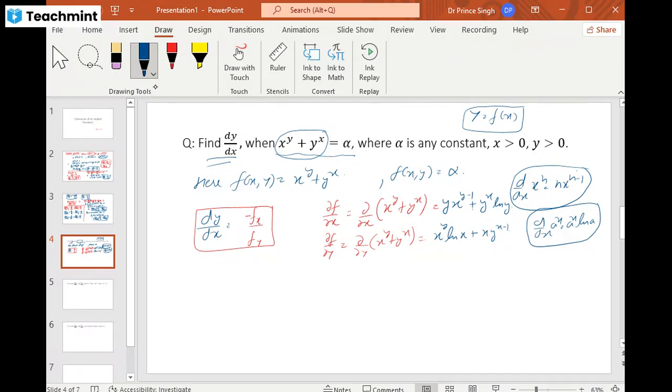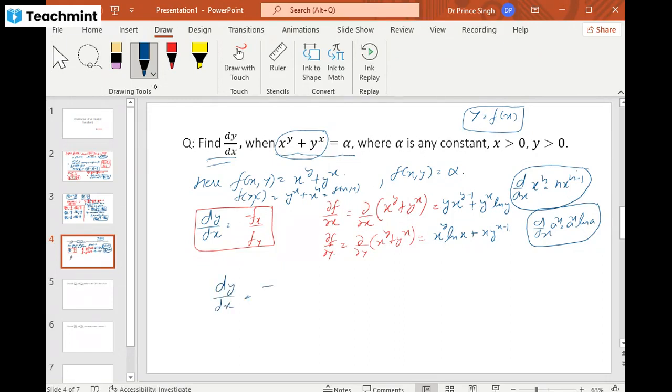Here also you can see your function is symmetric. That means if I interchange x with y, your function is again the same. Because if I interchange x with y, what is f of yx? This is y raised to power x plus x raised to power y, which is the same as f of xy. So in this case, curly f upon curly x is known, and I can find curly f upon curly y by interchanging x with y.